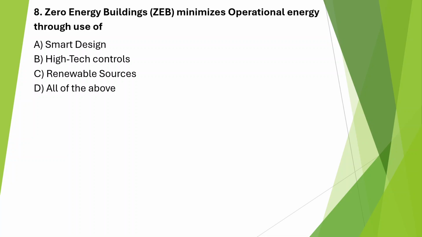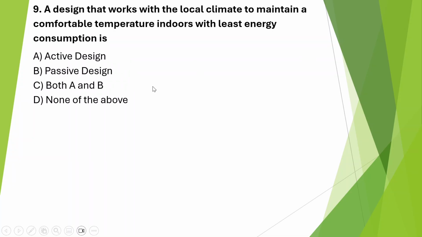That's why the renewable sources, high-tech controls or smart designs, all come under zero energy buildings' way of minimizing the operational energy use. So whoever has opted option D, they are absolutely correct. Let's move to question number 9 then.